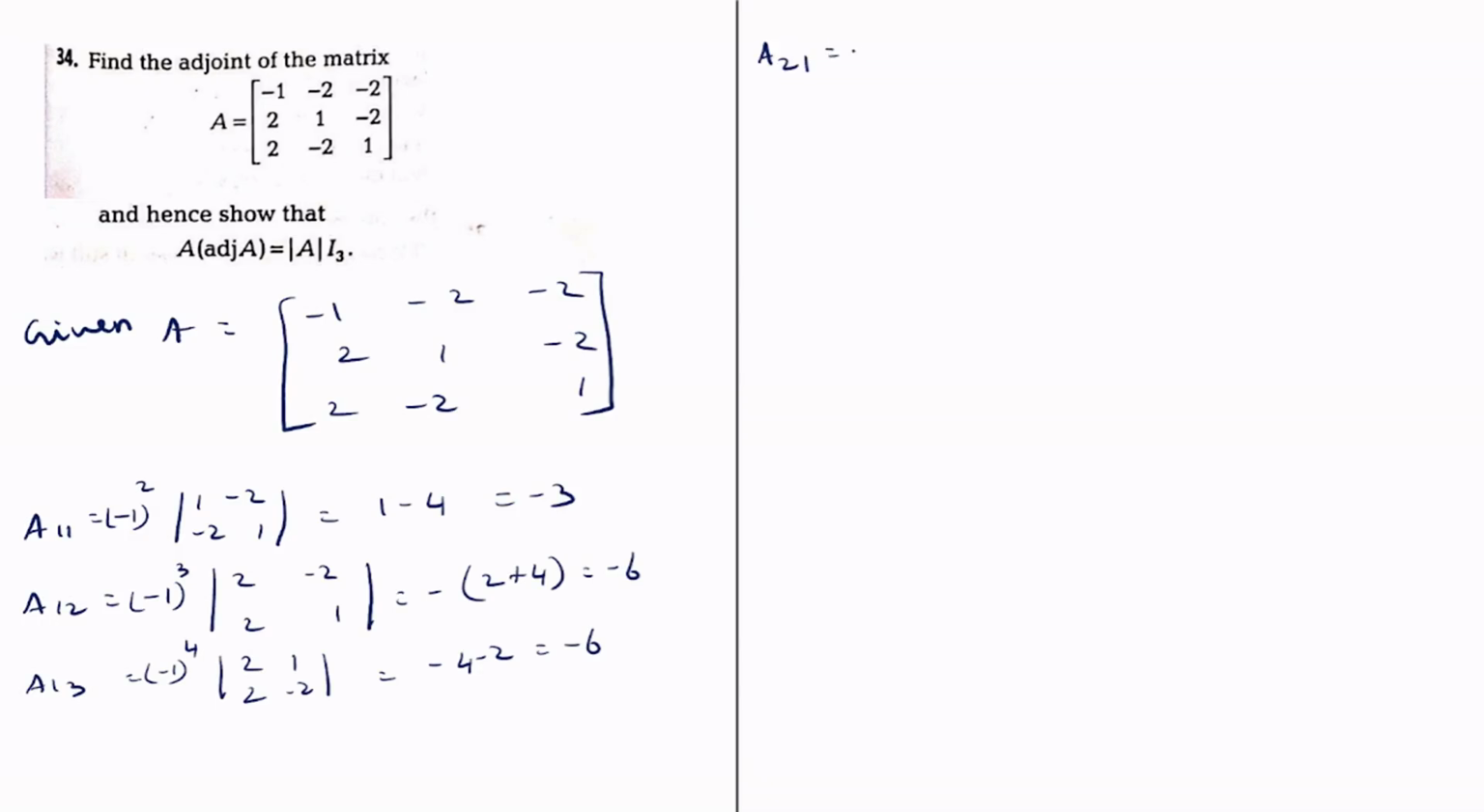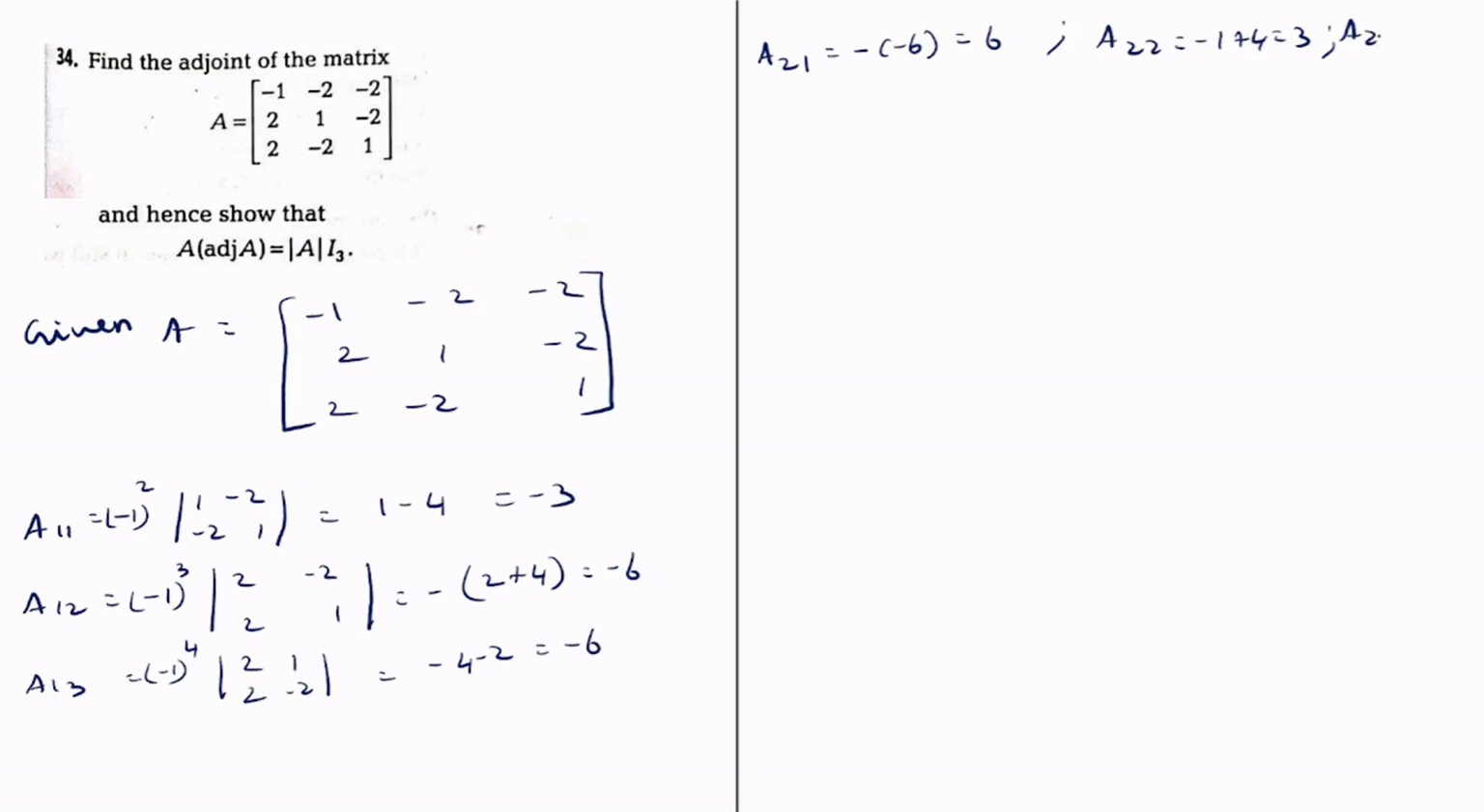Cofactor of A21, it is minus of, we have to delete the second row and the first column and then find the determinant. So it is minus 2, minus 4. So it is minus of minus 6, which is plus 6. Then we have A22, it is minus 1, the whole raised to 4, it is plus. We have to delete the second row and the second column and then find the determinant. So minus 1 into 1 is minus 1, minus of minus plus 4. Minus 1 plus 4, it is 3.